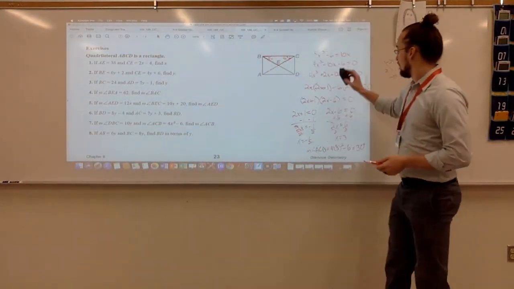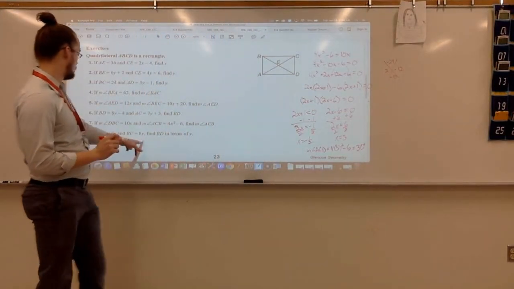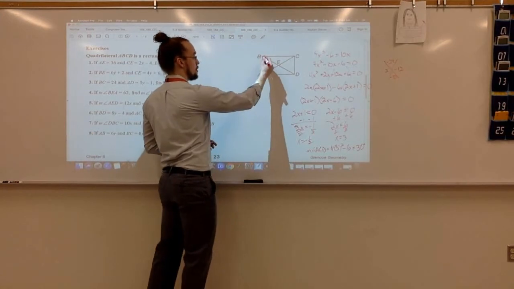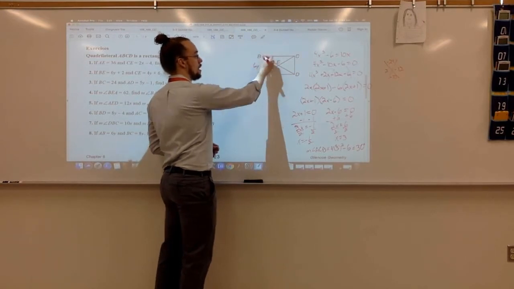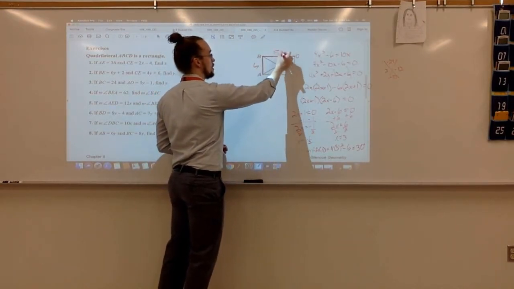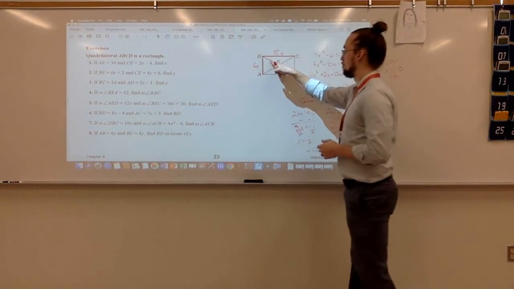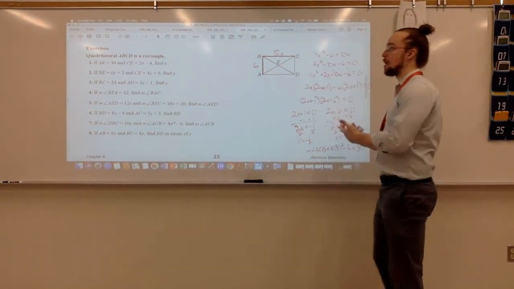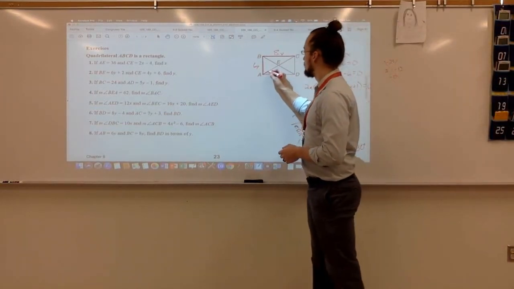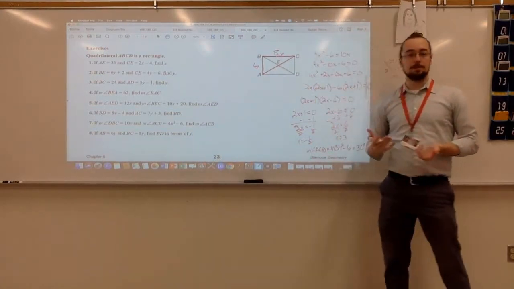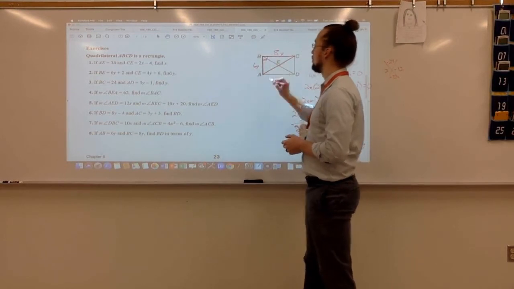So on this one, in our diagram, we were talking about AB and BC, and we want to find BD. So first, we're given that AB is 6y, and we're given that BC is 8y. My goal then is to find BD, but one of the properties in rectangles is that the diagonals are congruent. So if I find AC, that'll be the same as BD. So what we actually have here, since this is a rectangle, we know this is a right angle. I've got a right triangle.